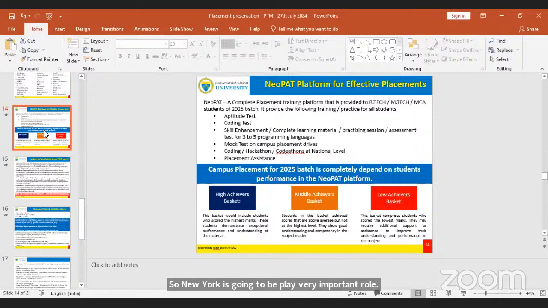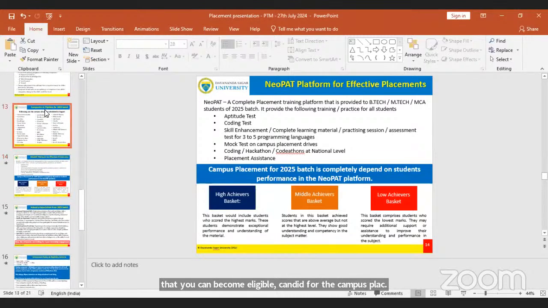All the students who have started and are doing great, please continue till you get a job and settle down in a company. And all other students who have not yet started and are not able to get more than 50% marks, please put in effort and see that you have a minimum of 50% marks in Neopad so that you can become an eligible candidate for campus placements. So this is what I want to share with you.